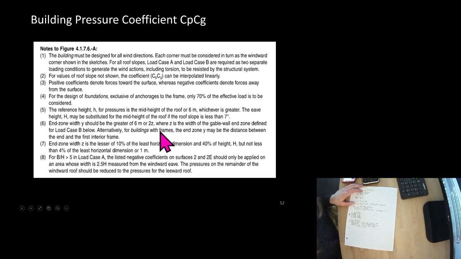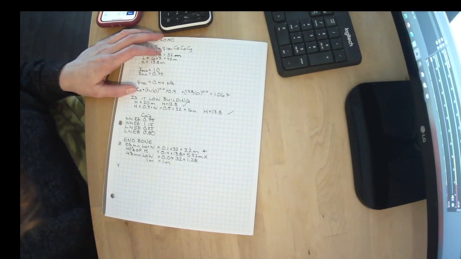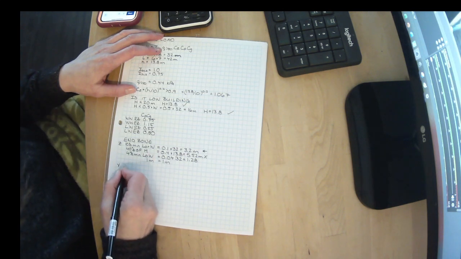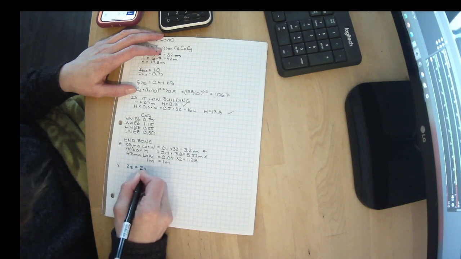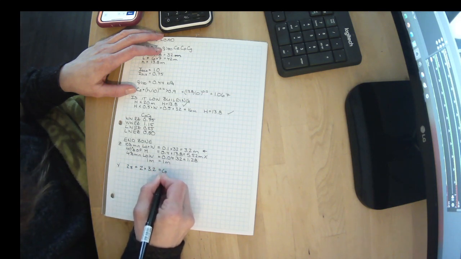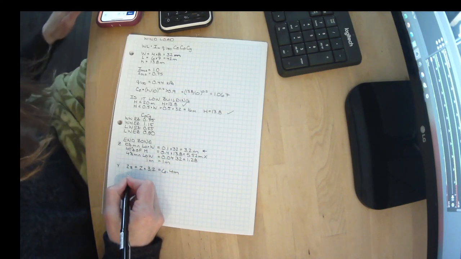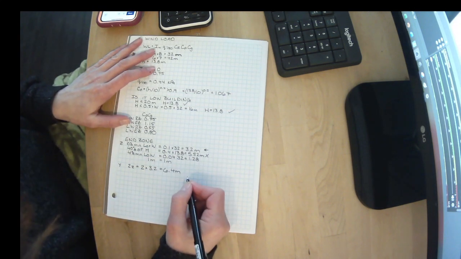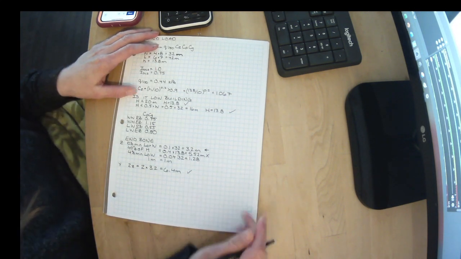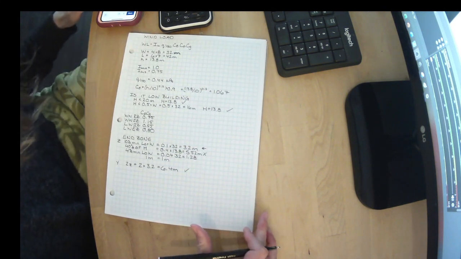So that figured out Z for us, so we've determined Z, and now the end zone Y is the greater of 6 meters or 2Z. So Y is either 2Z, or 2 times 3.2 equals 6.4 meters, or 6 meters. It's got to be the greater of those two. So 6.4 meters is greater than 6 meters. Looks like 6.4 is our end zone.